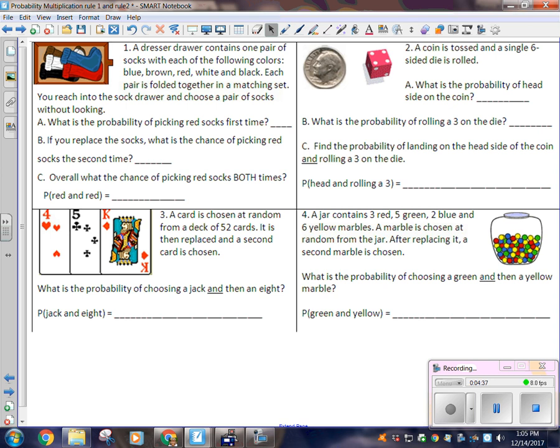Okay. What is the probability of picking red socks the first time? Remember, it has one pair of each: one blue, one brown, one red, one white, one black. He has one chance out of what?